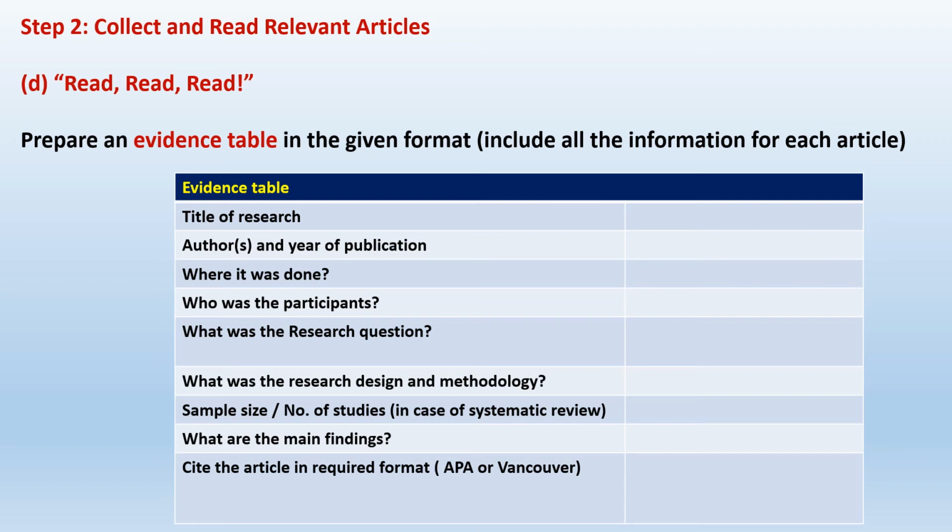First is the title of the research. What is the title? Maybe complications of diabetes among patients in Malaysia or something. Author and year of publication. So you have to mention Mr. XYZ 2022. Where was it done? It was done in this mentioned hospital, a government hospital of this city. Okay, understood? Who were the participants? So you look for the sample size. It was done among 150 patients.